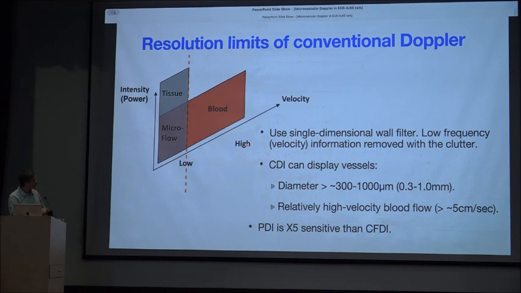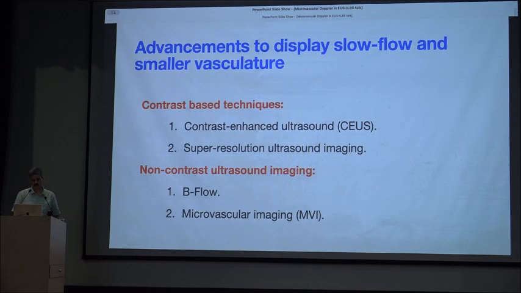And once we use a single frequency filter like we use in conventional Doppler, this is frequency defined, so we take an arbitrary low frequency cutoff. We cut off the clutter, but we also cut off the low velocity blood flow. So hence, since we are cutting off in single dimensions, we can't see the low velocities. And classically, the resolution limit of color Doppler is 1 millimeter and flow is 5 centimeter per second, but with the new generations, we can go down to 300 micrometer, and power Doppler is more sensitive.